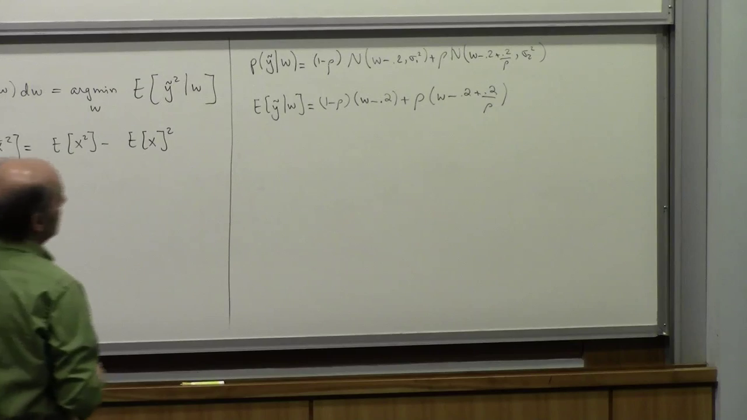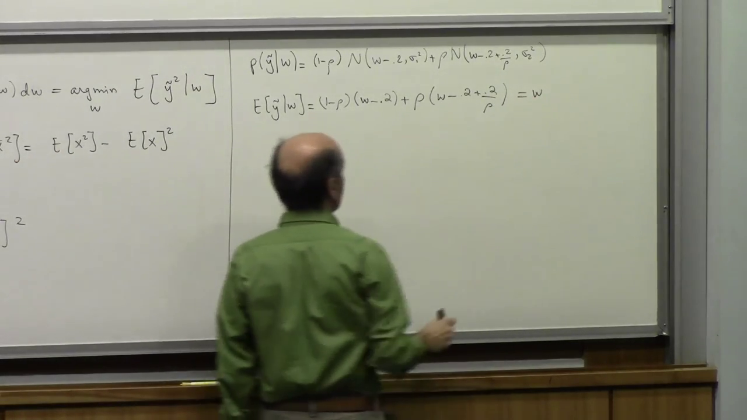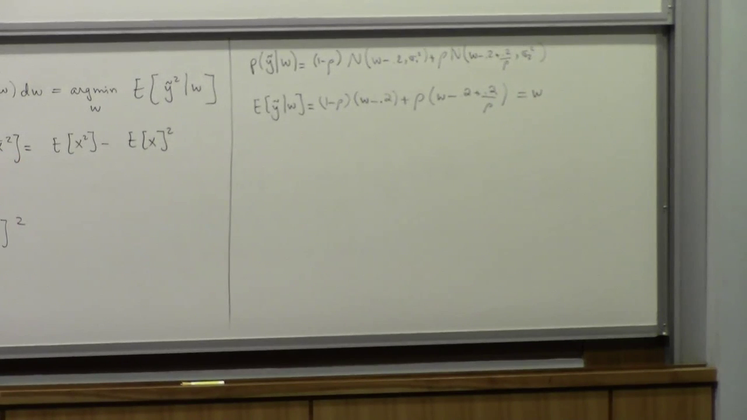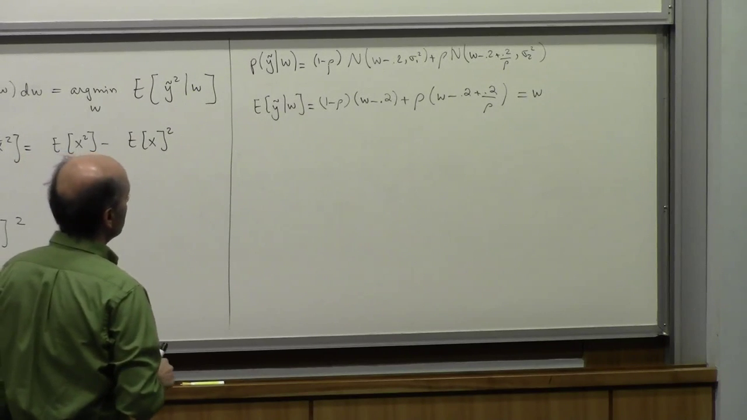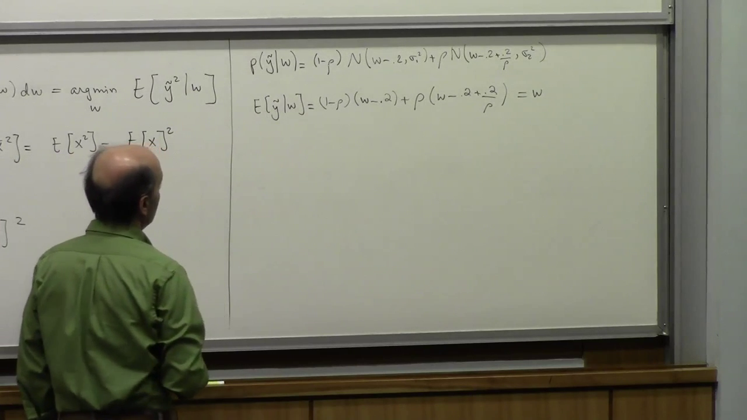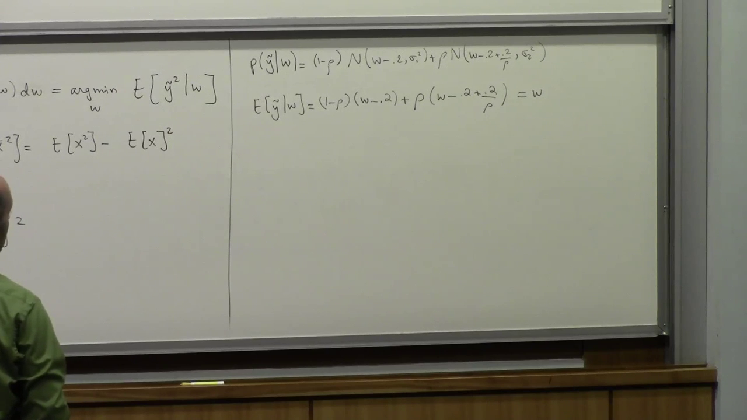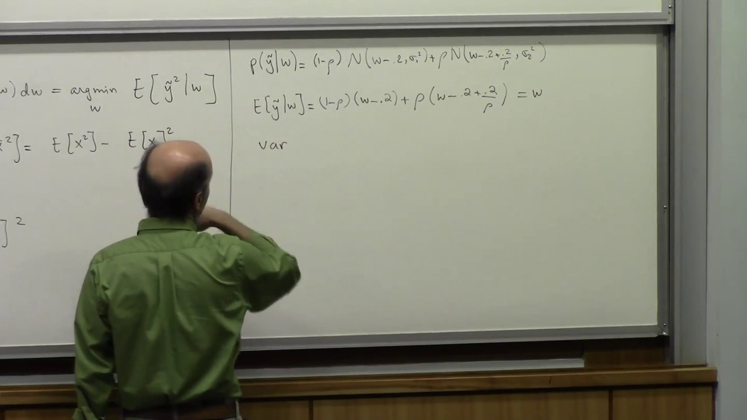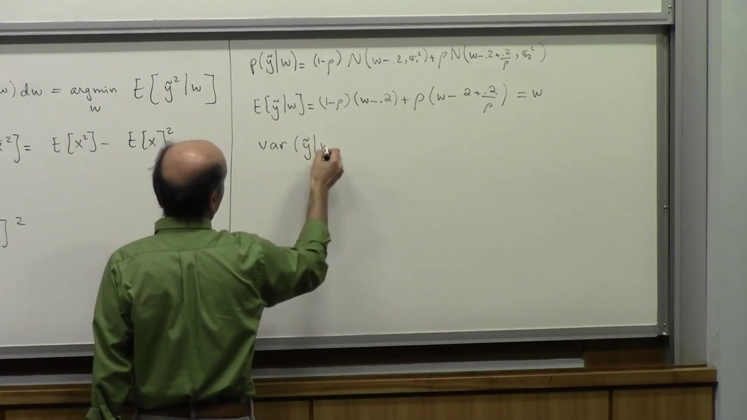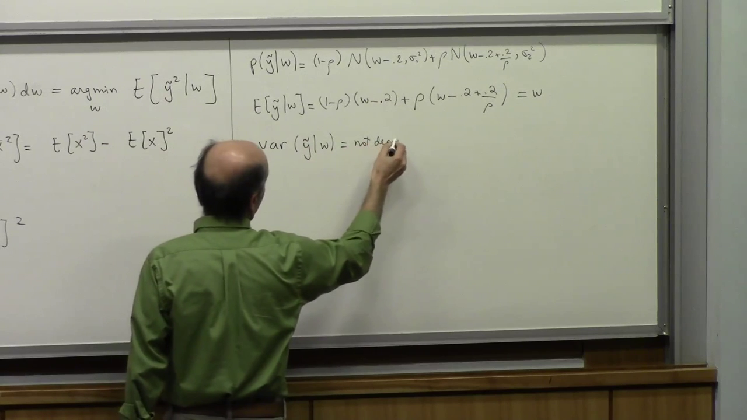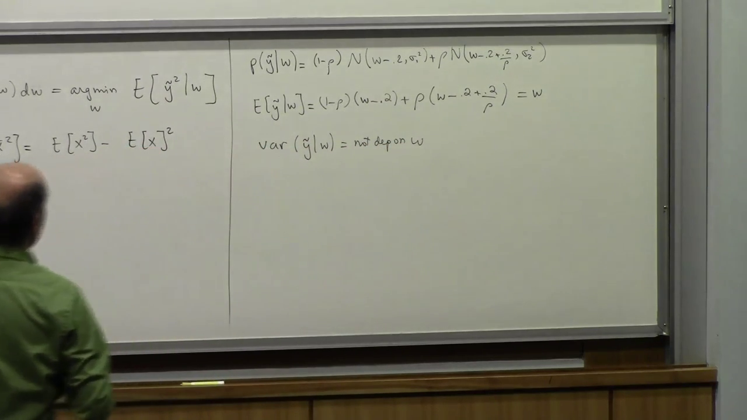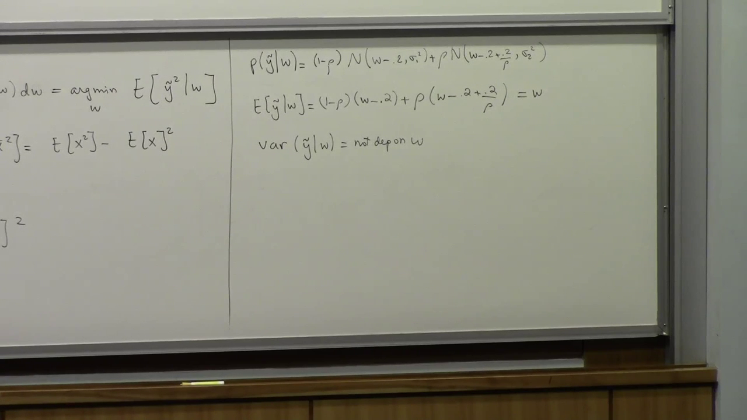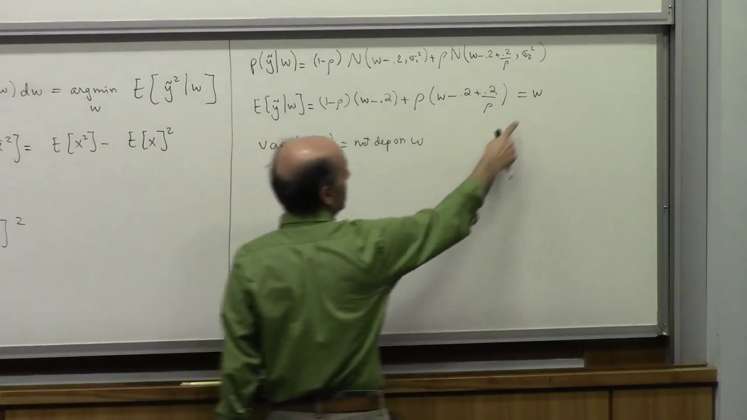If you multiply that out and do some cancellation, that's going to be equal to w. So Max, the reason they had that funny thing there is because they wanted that to be equal to w. It turns out that the variance of this function is not going to be dependent on W. The variance of Y tilde W is not dependent on W. And so this quantity, which is the sum of this variance plus this squared, is going to be dependent on W squared.